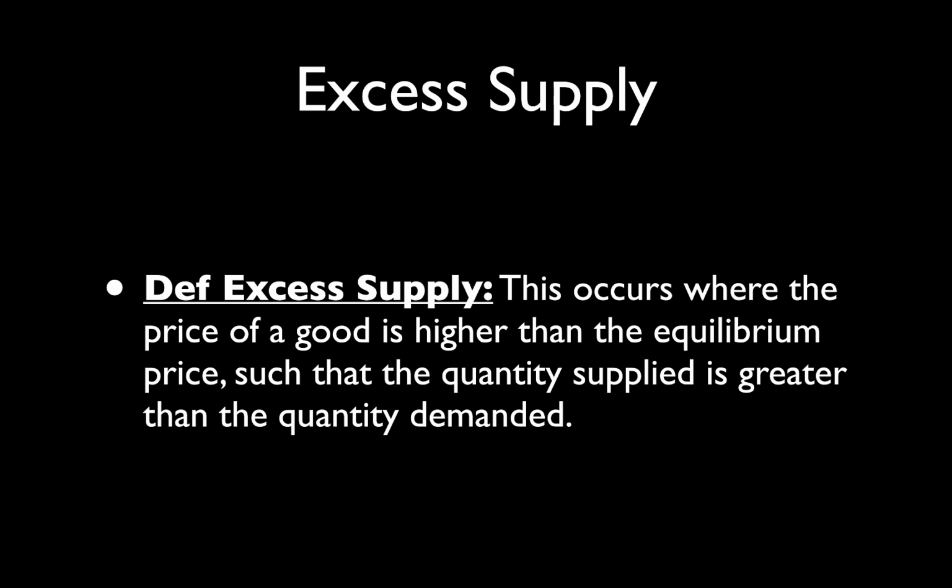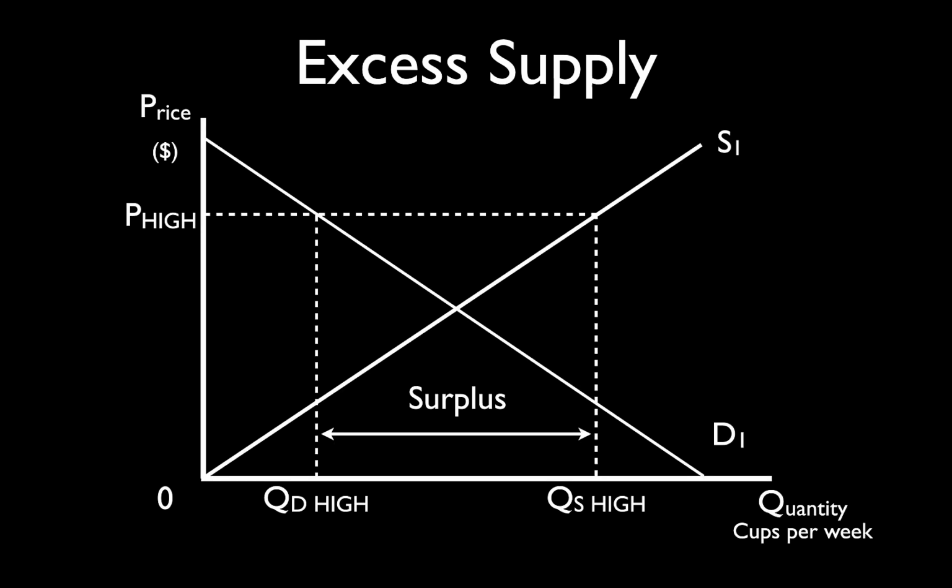The definition of this is this occurs where the price of the good is higher than the equilibrium price, such that the quantity supplied is greater than the quantity demanded. All right. Now, if we look at this, I will go on to a question from the Irish exam, but I just want to show you something.